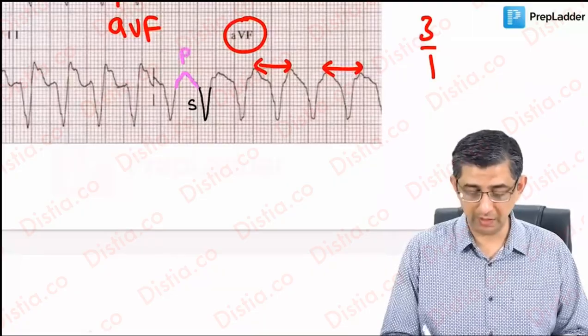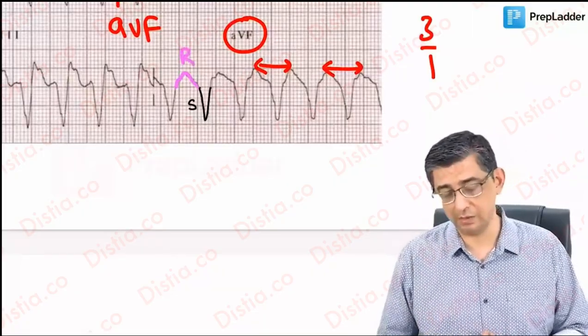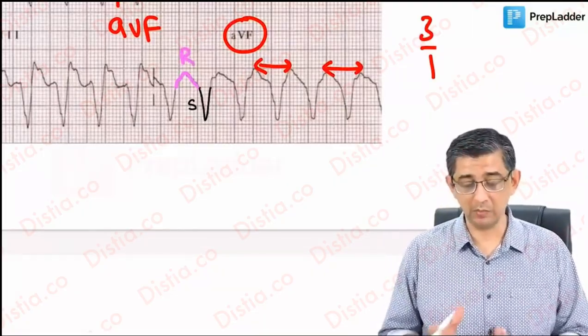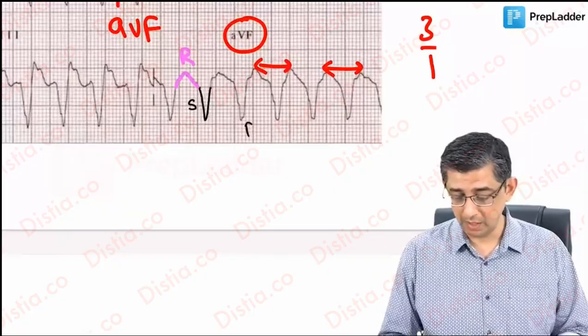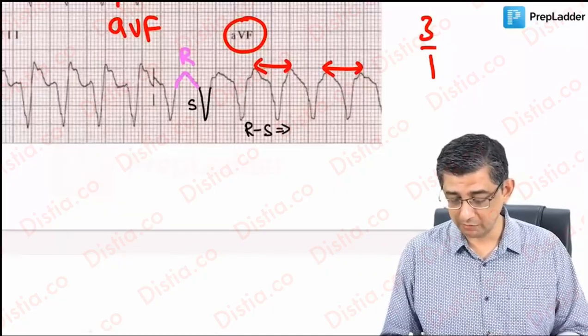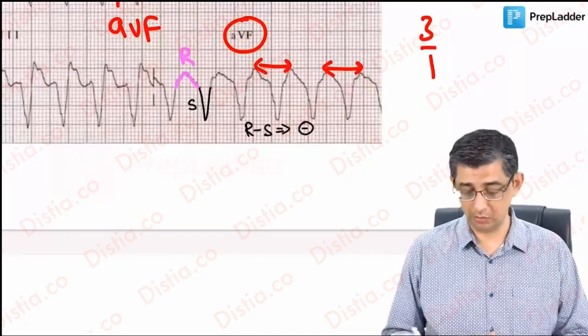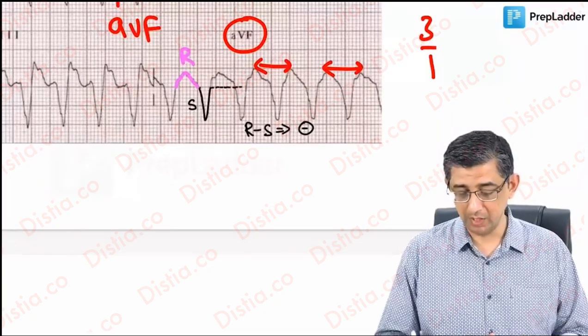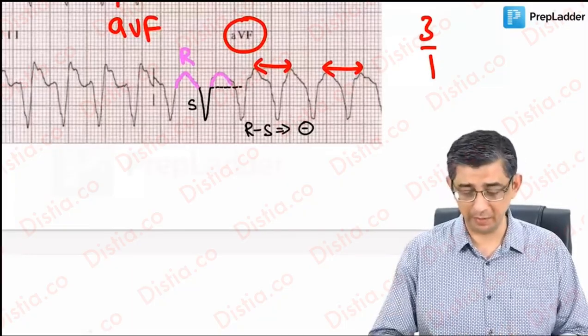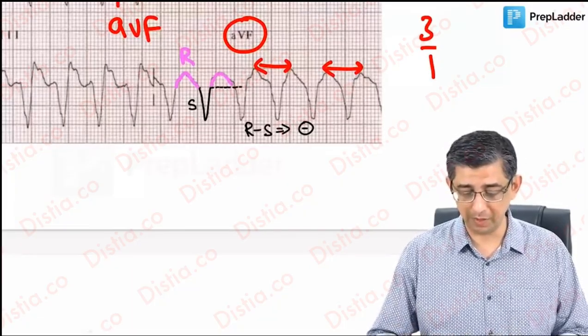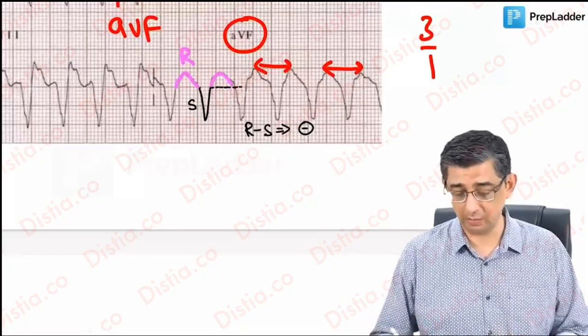If you look at the vector here, anything that goes up is R, anything that comes down is S. The depth of the S is much more than that of R. So in lead number AVF, if I just go mathematically, R minus S will turn out to be negative. Why? Because the depth of S is more. This is the baseline that I'm talking about. The R wave, which is a positive wave, is slurred because of intermyocyte conduction, which you will be more comfortable with in the subsequent part of the discussion when I talk about VT.